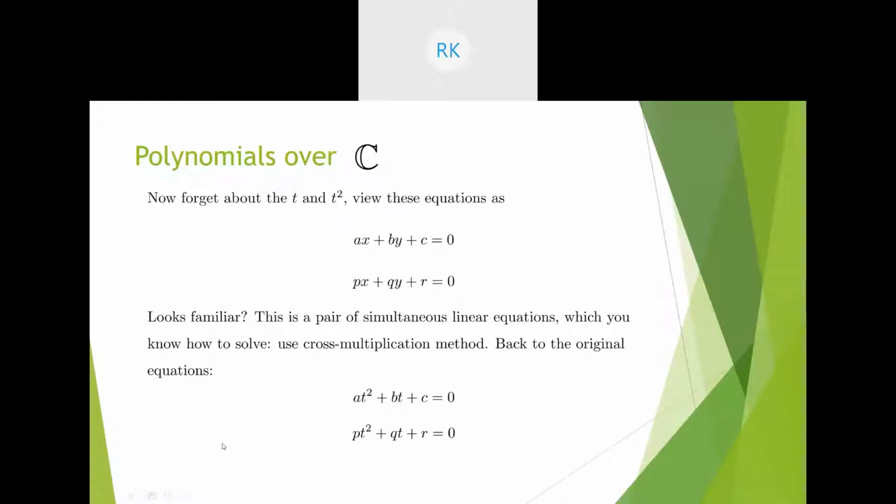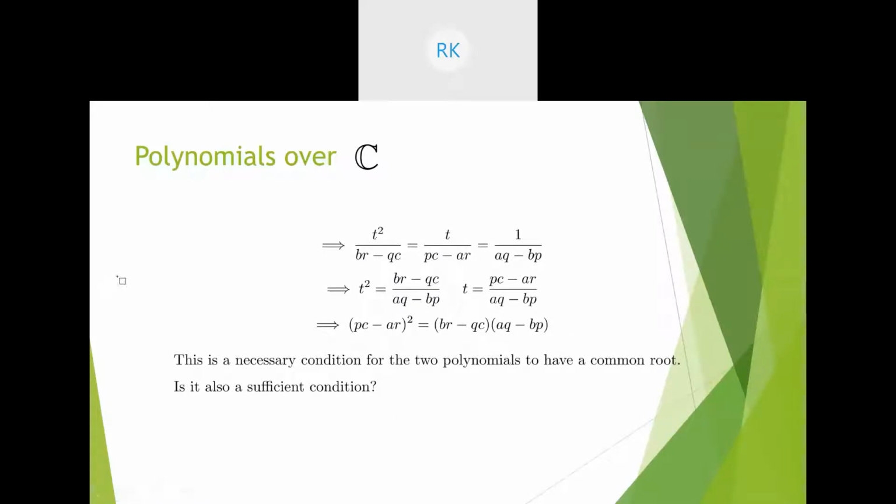So let's see. So can you follow how this came? T square by BR minus QC equal to T by PC minus AR equal to 1 by AQ minus BP. Are you sure you follow it? Write in the chat, please, if anyone doesn't follow that, how we came to this equation from the previous one. Okay, so you follow it, right? So basically, now you have the expressions for T square and T. T square comes out to be BR minus QC by AQ minus BP, and T comes out to be PC minus AR by AQ minus BP.